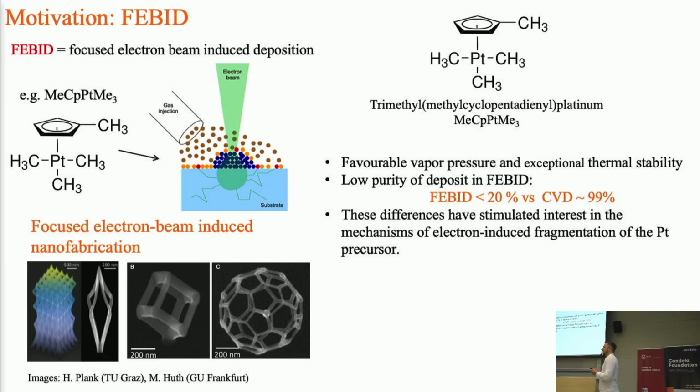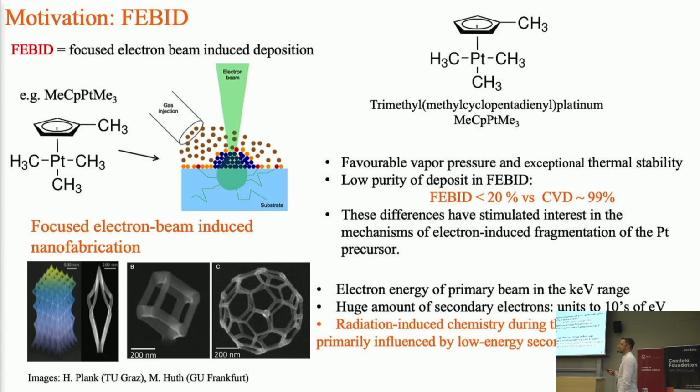The primary question is how many and which ligands are removed from the precursor in collisions with electrons. While the electron energy of the primary beam is in the kilo-electron-volt range, the main focus has been on electrons with energy of about 10 electron volts, since the radiation-induced chemistry during the deposition process is primarily influenced by low-energy secondary electrons.